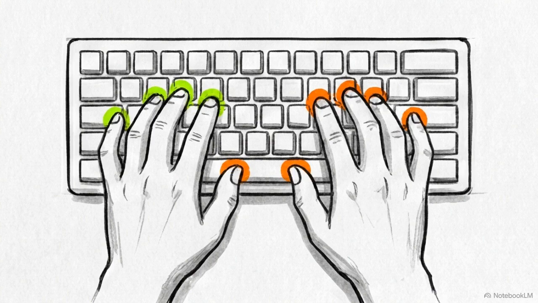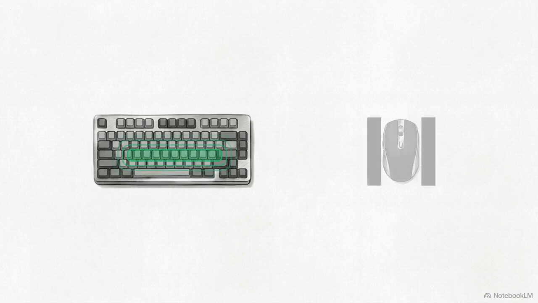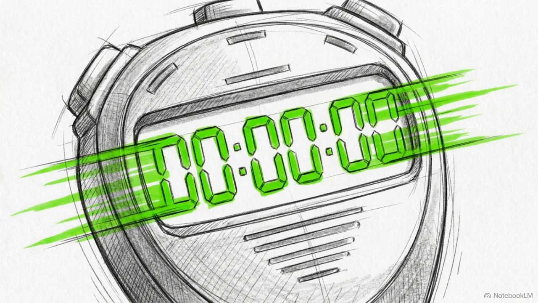Go ahead and place both hands on your keyboard in the standard home row position. Keeping your hands locked to the keys removes the physical travel time between the keyboard and the mouse. Those fractions of a second add up, and eliminating them creates a much faster workflow.